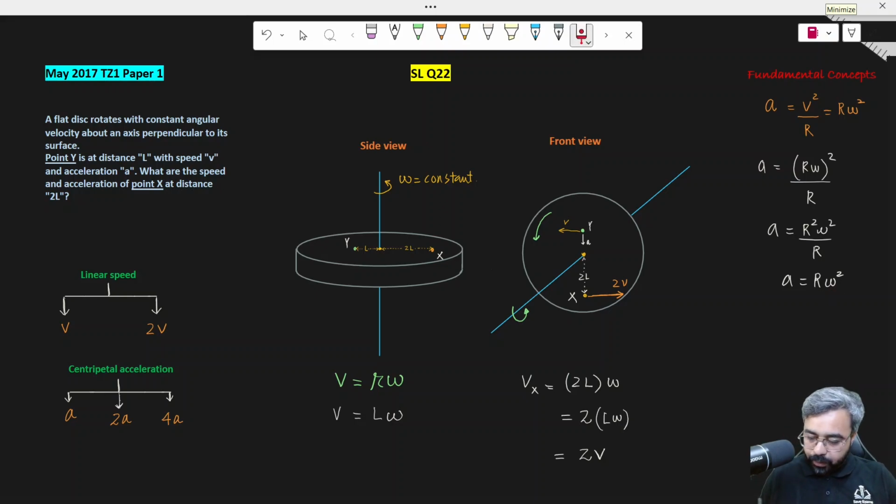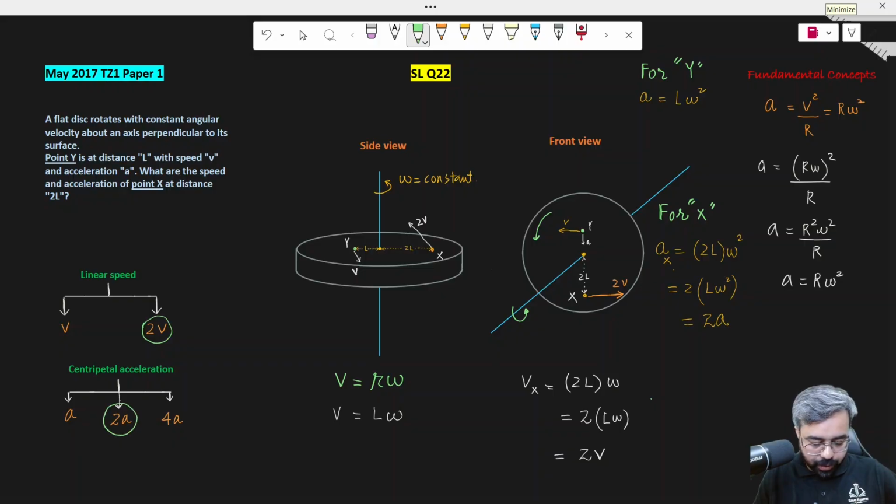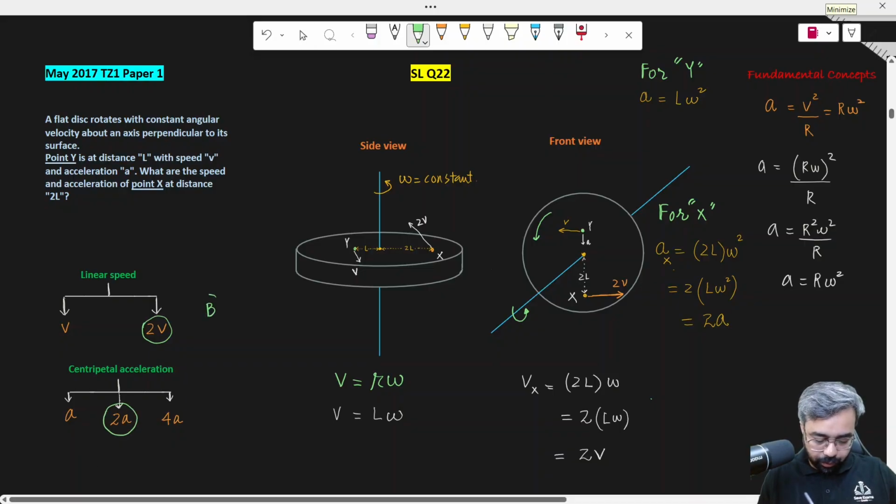So if for Y we say a is rω², which we can also write as Lω², then for X it can be written as 2Lω², because ω is the constant angular velocity. So it is very easy to guess that it is 2a. Which means it should be 2v and 2a. So option B is the right answer, which says 2v and 2a.